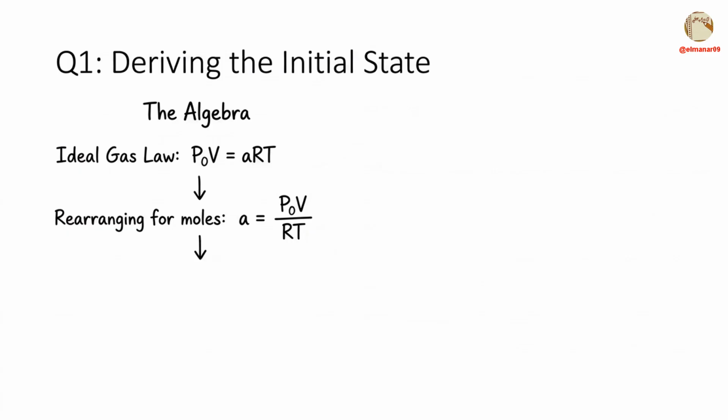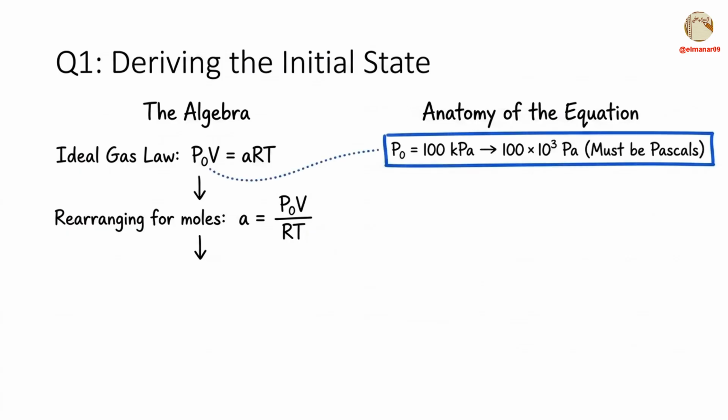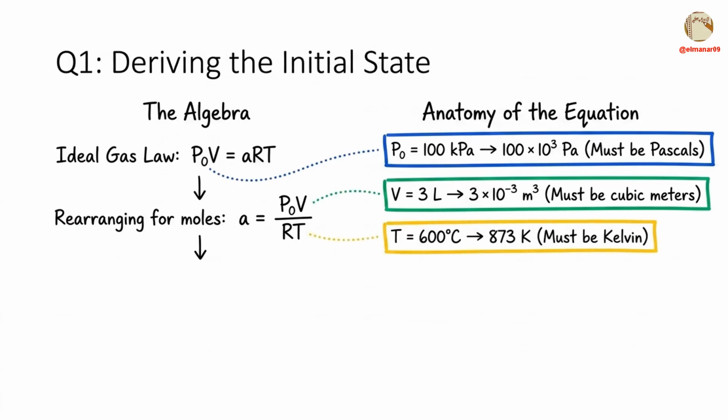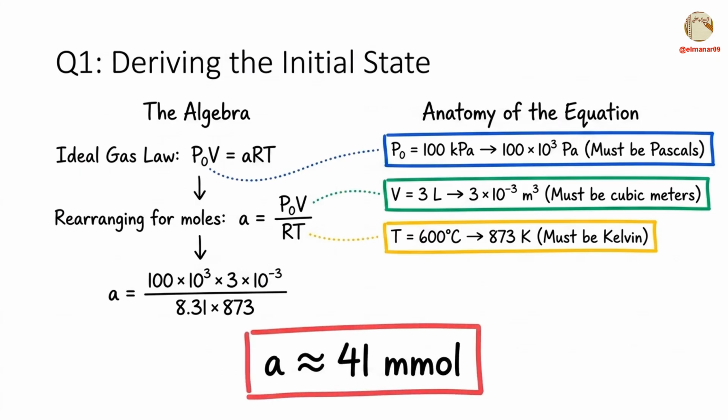Step 2, plug in our values. This is where the anatomy of the equation is key. We must use pascals, 100 times 10 to the third, cubic meters, 3 times 10 to the negative third, and Kelvin, 873. Step 3, solve. The math gives us approximately 0.041 moles, or 41 millimoles. We've just calculated exactly how much matter we started with just by looking at a pressure gauge. Brilliant!